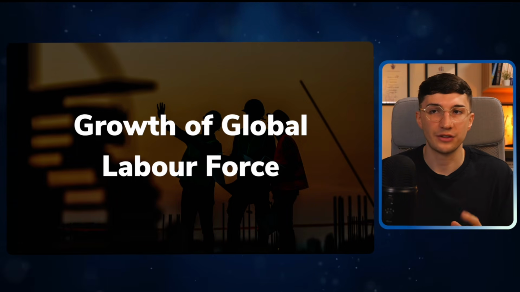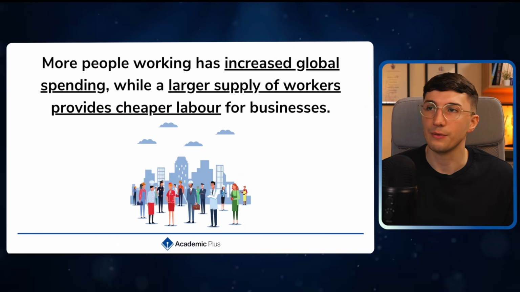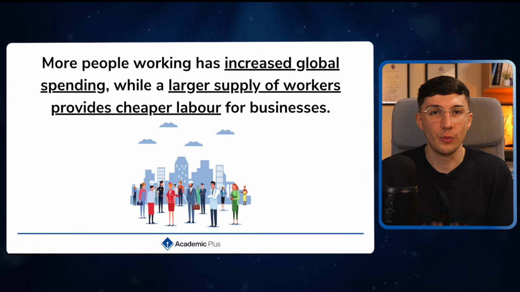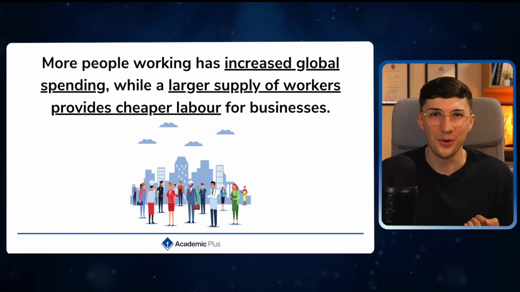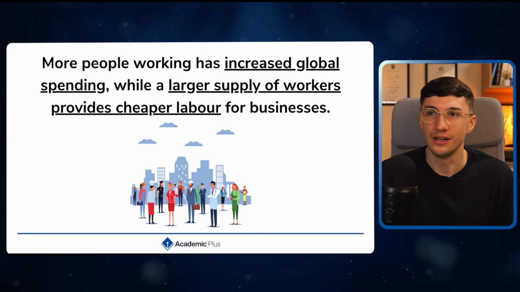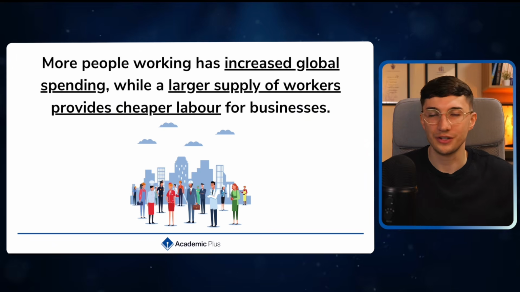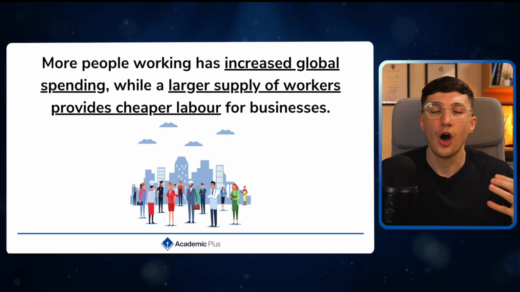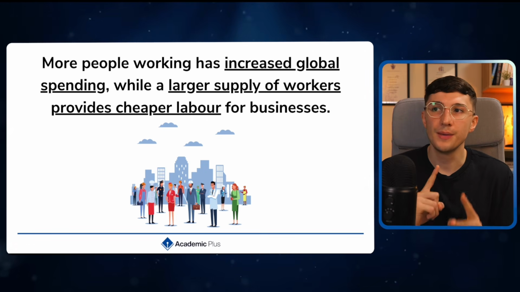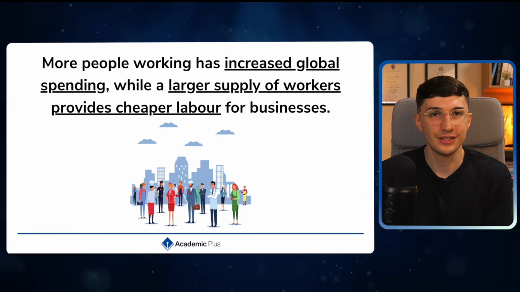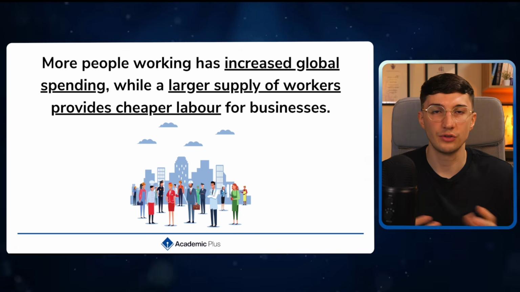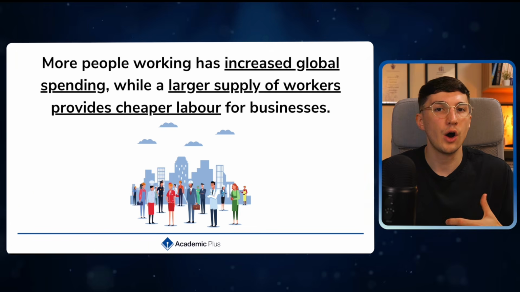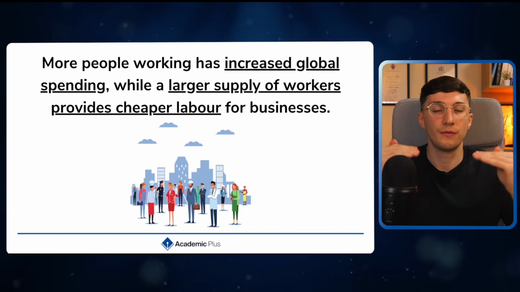And another major factor as well is the growth of the global labour force. Now, more people working across the world has increased global spending. Because of course, if people are earning more money, they get to then spend that money. So what you might find is that they're importing goods from overseas. And not only that, as we mentioned earlier, the higher the supply there is of workers, typically provides more cheaper labour for businesses. So that's why we see increased levels of globalisation, because people who might be migrating to new countries may offer opportunities for businesses to offer them lower wages.